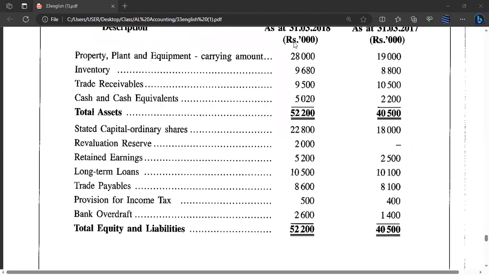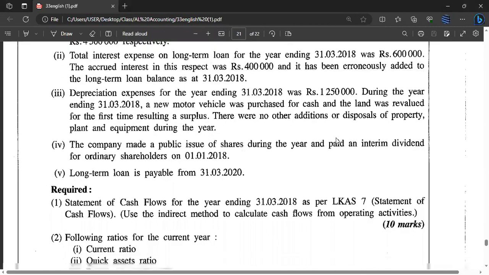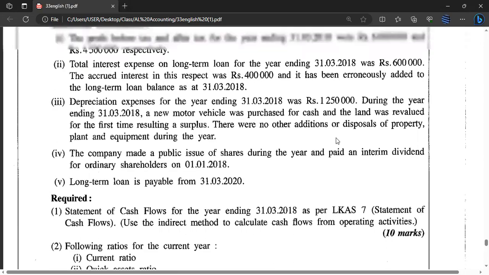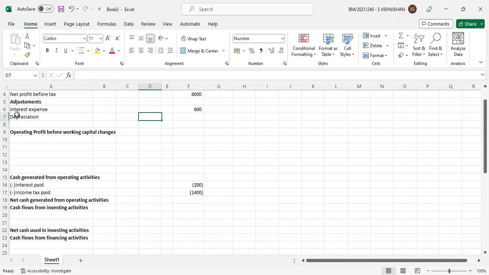Then moving forward, depreciation expense for the year ending 31st March 2018 was 1,250 during the year. So depreciation is 1,250.